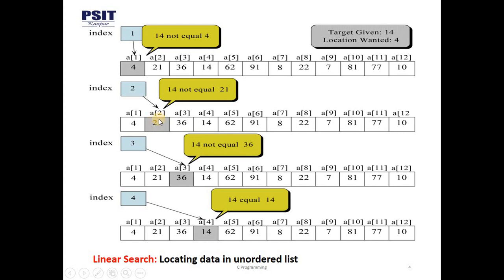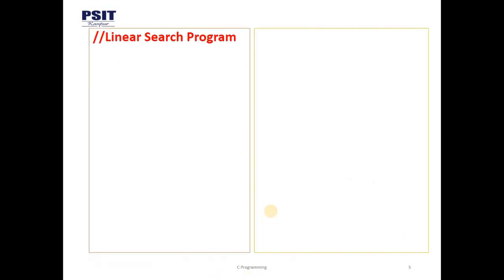Here 21 is stored. Then i plus plus, that is, increment the value of the index, and search in the next position. Here 36 is stored, again a mismatch. Now come to the next location. At the 4th index of the array a, I got the element we are looking for, that is 14. I will return this index where I got the value 14, and stop searching further. This is the simple idea of linear searching.